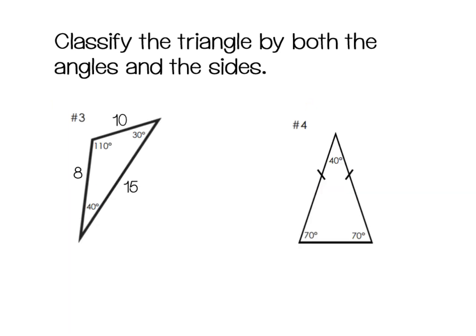Okay, on number 3 here, if I look at my angles, I do have an obtuse angle here, so I know it's going to be obtuse. Then if I look at my side lengths, I have 3 different values, so that is going to be scalene. Okay, on the last one, if I look at my 3 angles, they are all acute, so this is an acute triangle. And I have 2 sides that are marked as being congruent, which means it's isosceles. So every time you classify, you should have 2 answers, 2 parts, one for the angles and one for the sides.